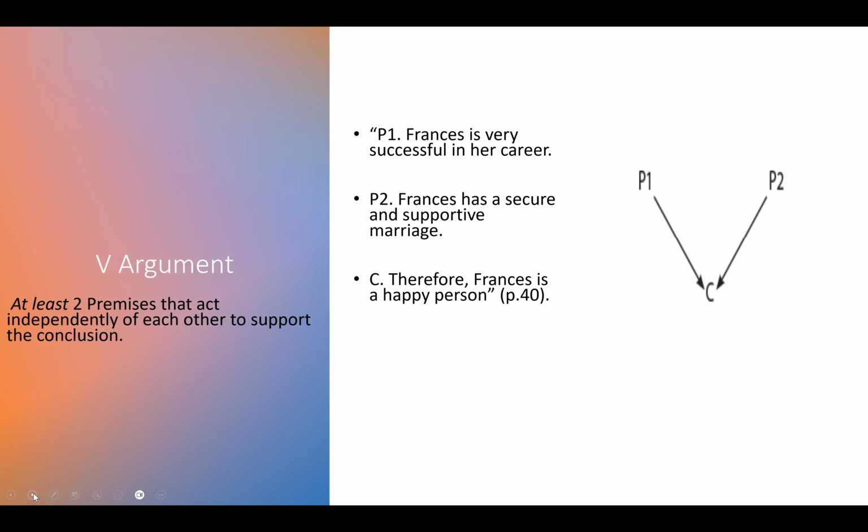The argument contains at least two premises that act independently of each other to support a conclusion. The premises do not need each other to make the conclusion true. For example, P1, Frances is very successful in her career. P2, Frances has a secure and supportive marriage. Conclusion, therefore, Frances is a happy person. This is taken from page 40 in your textbook.